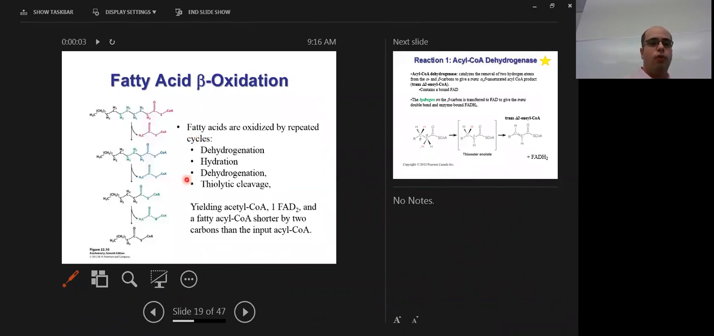We're going to yield an acetyl-CoA, an FADH2, and we're going to make that fatty acid CoA shorter by 2 carbons. And so as you see, as the cycle goes over and over and over again, all of these acetyl-CoAs will add up, and all these FADH2s will also add up as well.